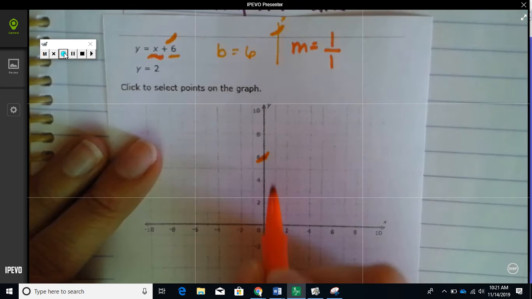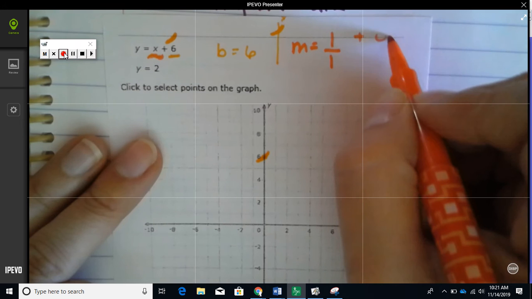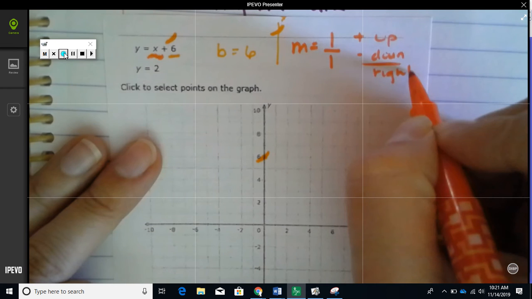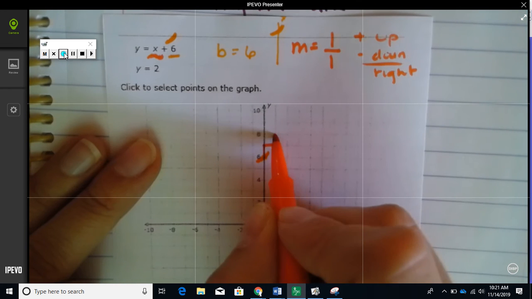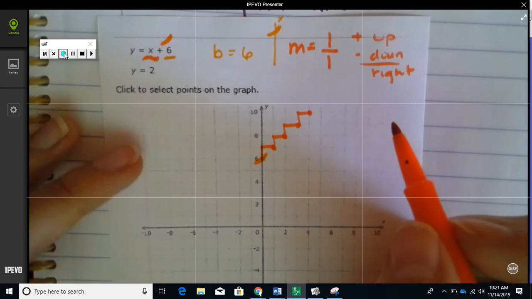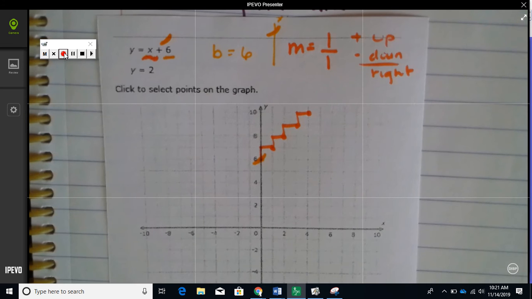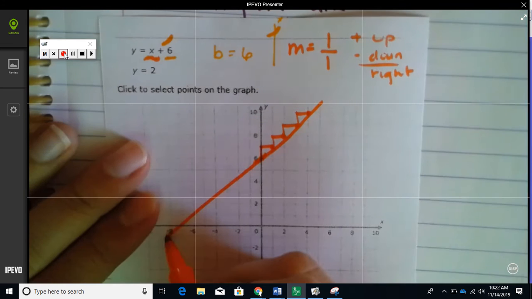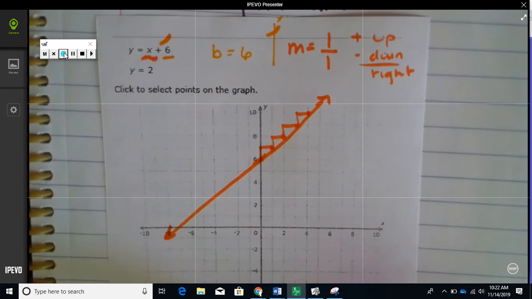So what you were supposed to do from the banana, since it's positive, you go up. If it were negative, you would go down, but you always go to the right. You go up 1 over 1, up 1 over 1, up 1 over 1, up 1 over 1. Now what I did is I put protractors at your desks so that you could use a protractor to make a straight line, and I don't have one right now, but okay. So that's all I asked you to do for today.